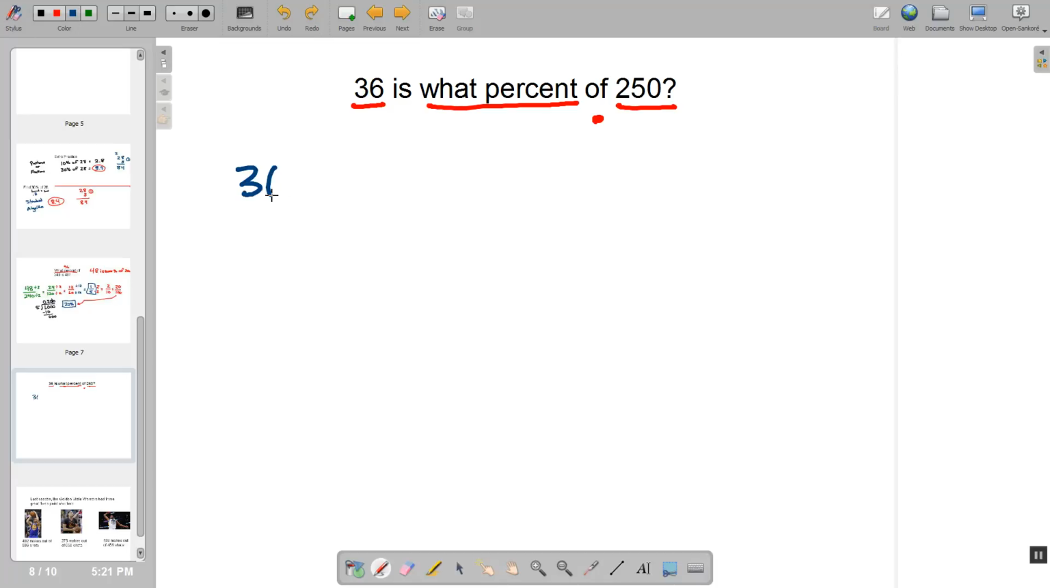Therefore, I'm going to do 36 divided by 250. Now, to find a number that's divisible for both of these, I'm going to start with 2 because they're even, and actually off the top of my head, I struggle to find a better digit than 2. And I am getting 18/125.